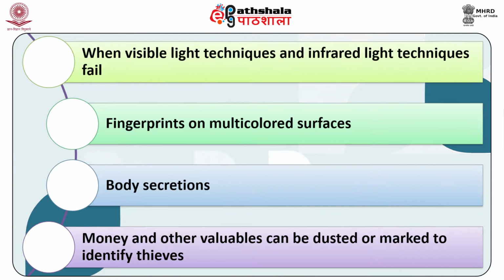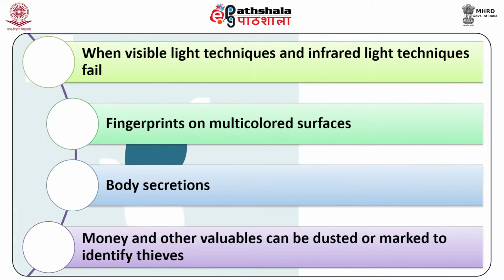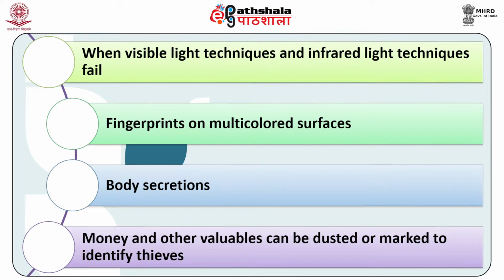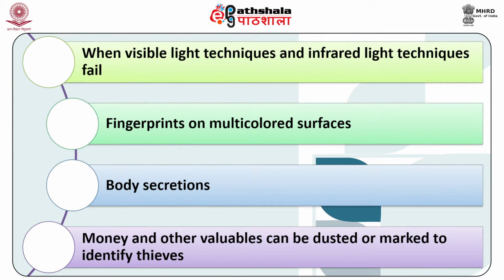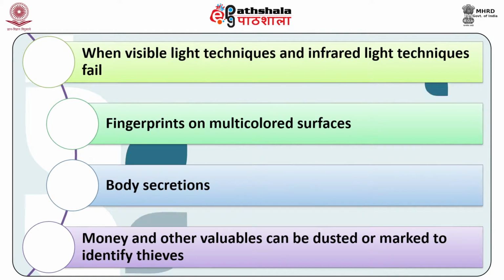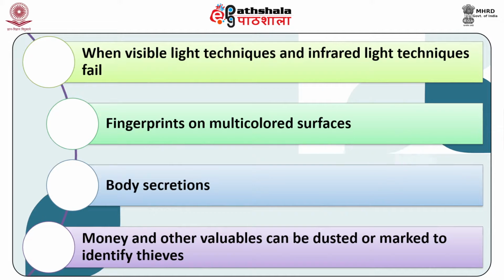Now, uses in forensic or law enforcement. Ultraviolet photography has to be used after visible light techniques and infrared light techniques fail, like in case of questioned documents, security documents, etc. Fingerprints on multicolored surfaces, dusting with fluorescent powder or ninhydrin is necessary. Body secretions such as urine, semen and perspiration often glow when illuminated by ultraviolet light. Money and other valuables can be dusted or marked to identify thieves.